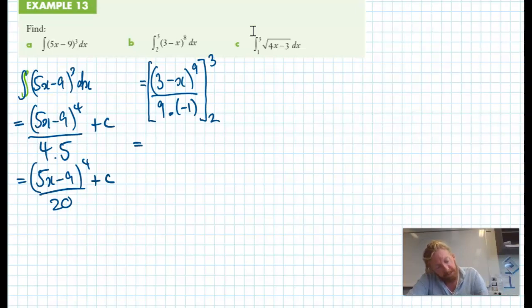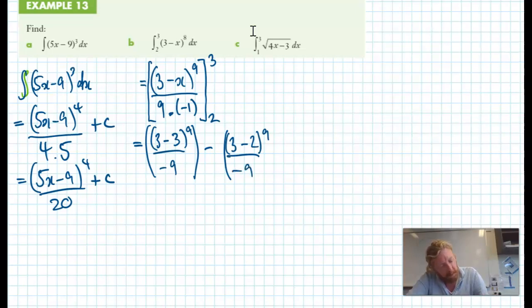Substituting in, (3 minus 3) to the power of 9, well, that's just going to be 0, minus (3 minus 2) to the power of 9 on minus 9 equals, that's just going to be 0. Now 3 minus 2 is 1, 1 to the power of 9 is 1, negatives will cancel, so I get plus a 9th, equals a 9th.